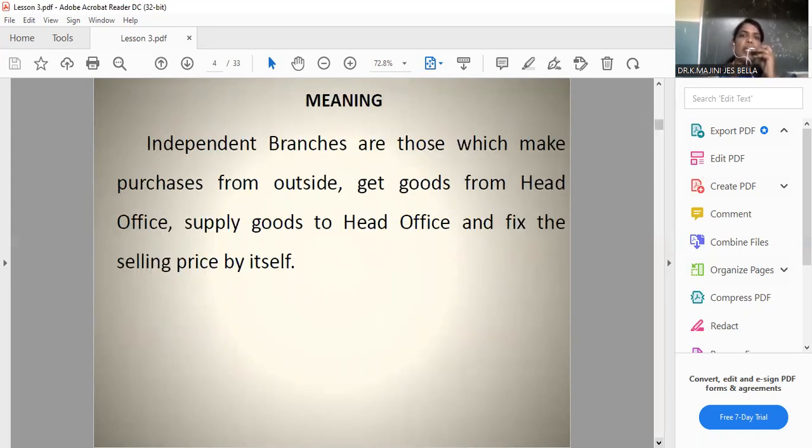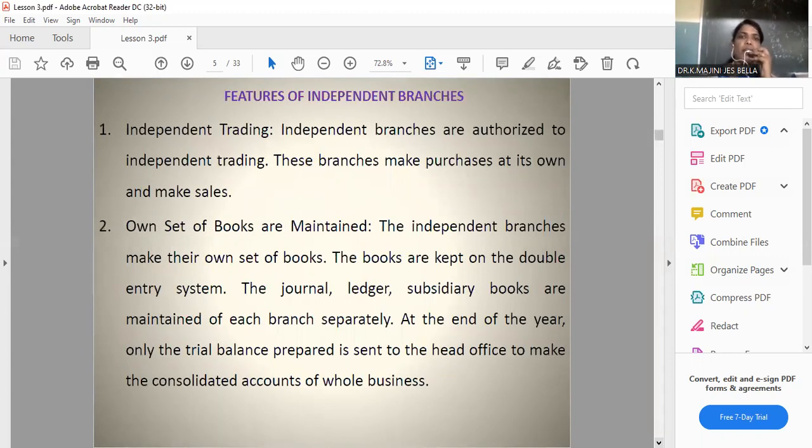Next, we can see the meaning of independent branches. Independent branches are those branches which make purchases from outside, get goods from head office, and supply goods to head office, and fix the selling price by itself. Then we can see the features of independent branches. The first feature is independent trading. Independent branches are authorized to do independent trading. These branches make purchases on their own and make sales.